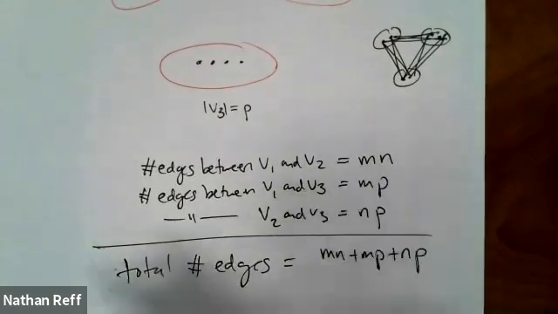The alternative is to do the same thing with the degrees. You could take the sum of all the degrees and then divide it by 2.